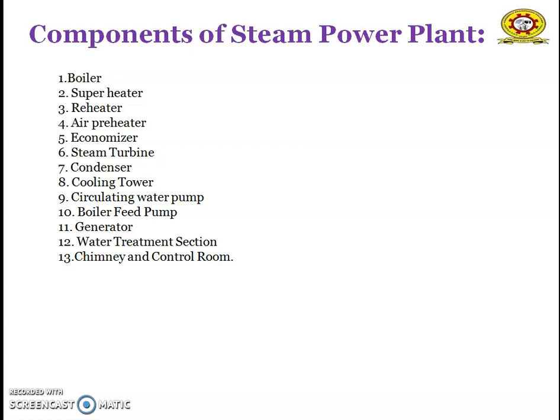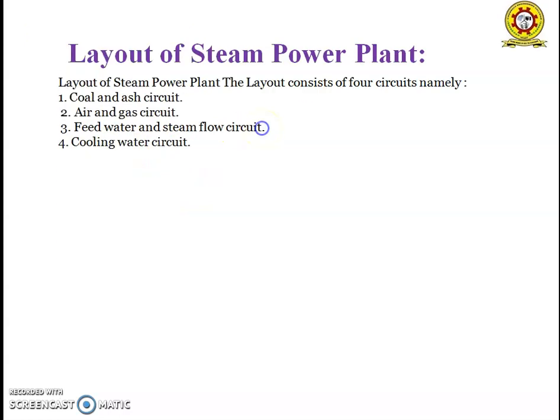Chimney is used to remove the heat and the gases coming out of the boiler, and they are treated for removing fly ash particles, sulfur dioxide, nitrogen oxide before release through the exhaust stack. And next is the control room. Control room is used to control all these components electrically. And the layout of the steam power plant consists of 4 circuits: coal and ash circuit, air and gas circuit, feed water and steam flow circuit, and the cooling water circuit.